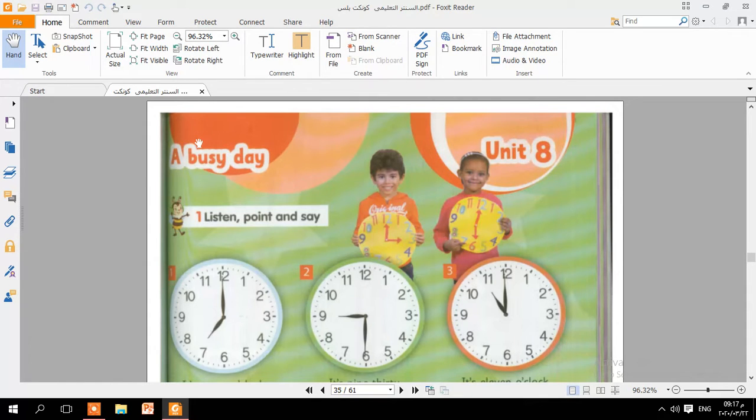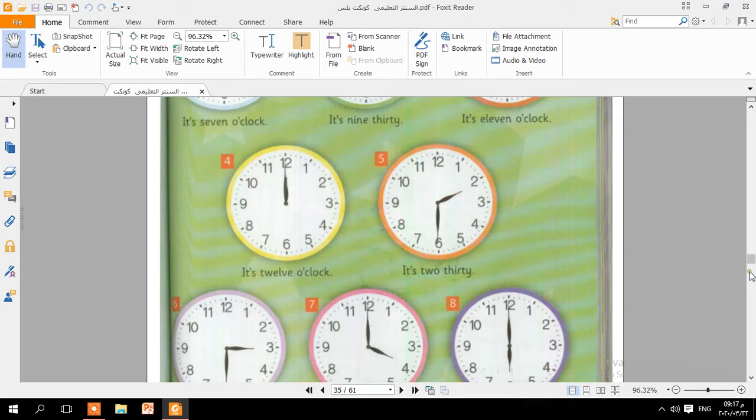A busy day. What can you see? I can see a boy and a girl. They are holding clocks. If I want to know the time, I will ask by what time is it?